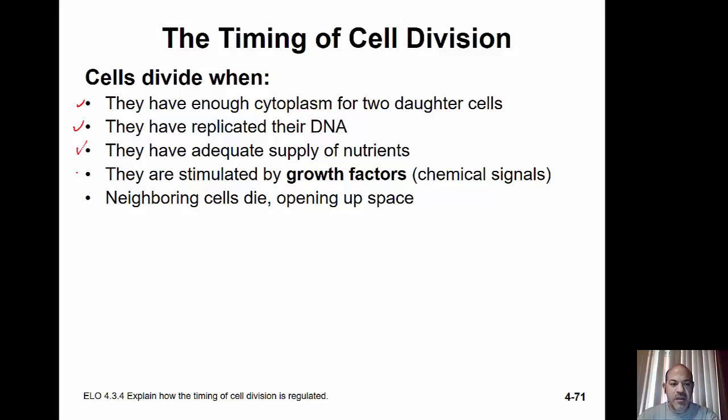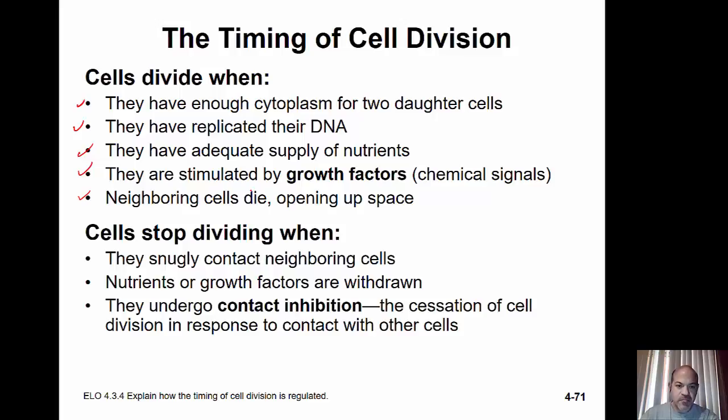And then there's going to be chemical messengers or messages or growth factors, chemical signals that would stimulate the cell to begin division. And neighboring cells might die and open up space. So the dying of a cell nearby would be responsible for also helping to tell the neighboring cells to begin to go through mitosis.